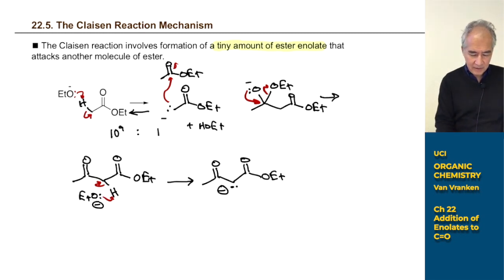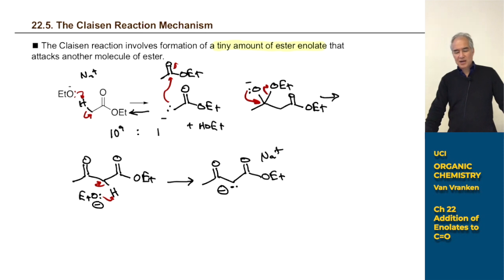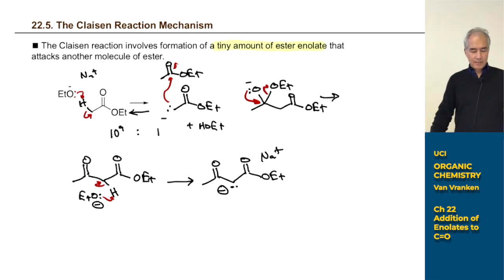Let me go ahead and draw out, if we had a sodium counterion on this, that's pretty common. Could you do it with potassium? Probably, but nobody does that because it's a little bit more expensive. So this is the product of that Claisen process before you do your workup. So let's go ahead and talk about that workup process.